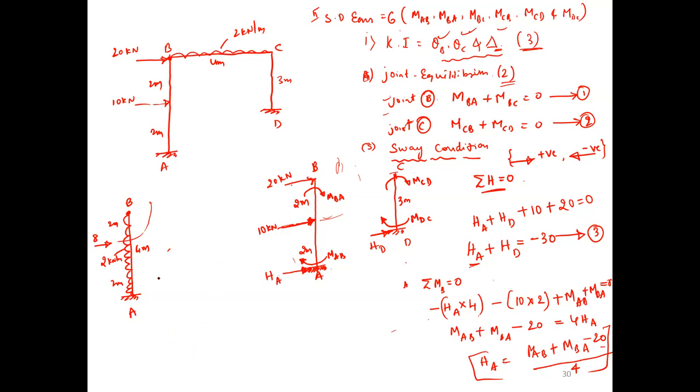Now tell me, what I will do now? I will ask, what is the sway condition? For the sway condition, what do you have to do? This is the sway condition: HA plus HD equals minus 30. So you know the HA value, you know the HD value, which is equal to minus 30.